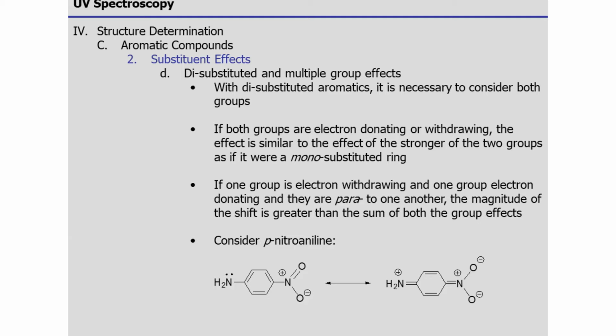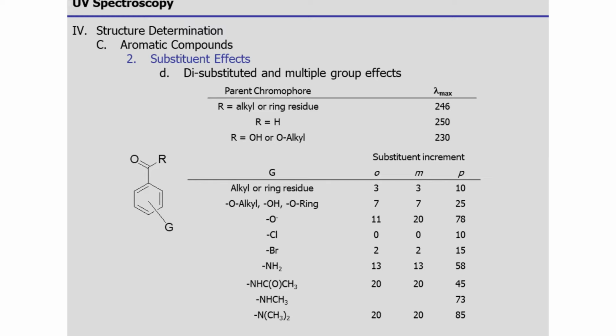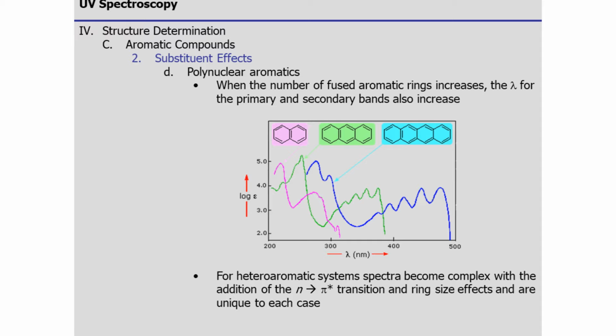For disubstituted aromatics, both groups' effects must be considered. The combined effect can be greater than the sum of individual effects. Empirical correlation of structure with observed lambda max is developed for substituted benzoyl derivatives, though it's less accurate than Woodward-Fieser rules. Tables show the substituent increments for various groups, helping in predicting the lambda max for disubstituted and multiple group effects. Polynuclear aromatics show increased lambda for primary and secondary bands with more fused rings.